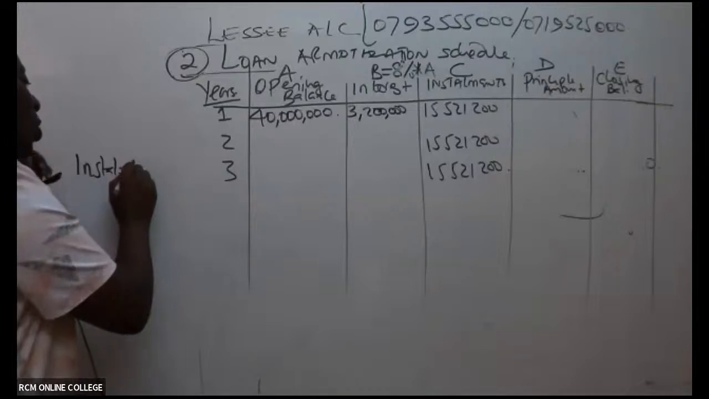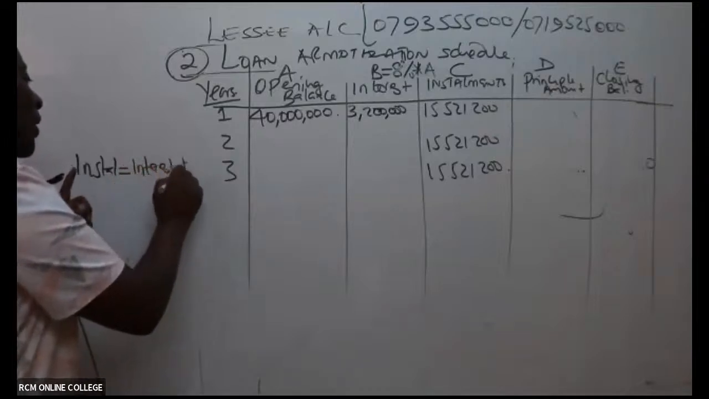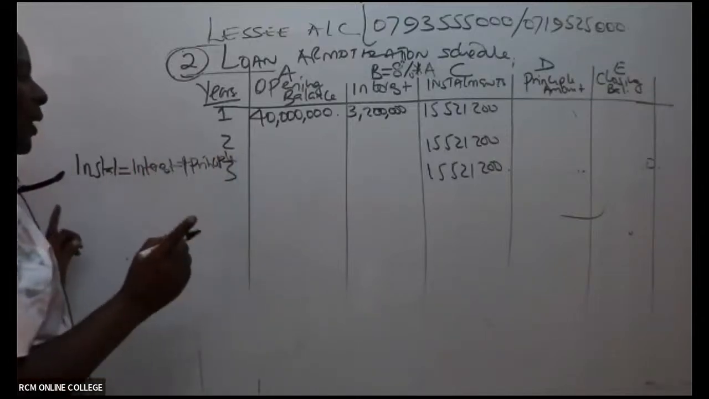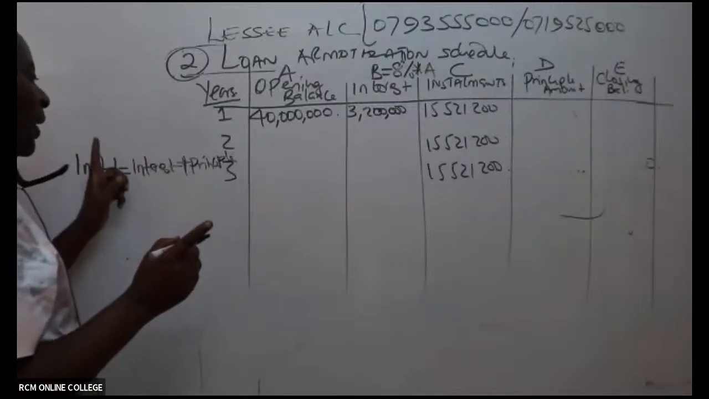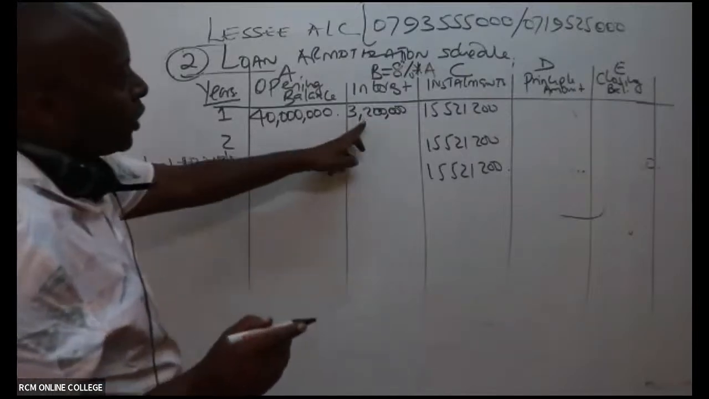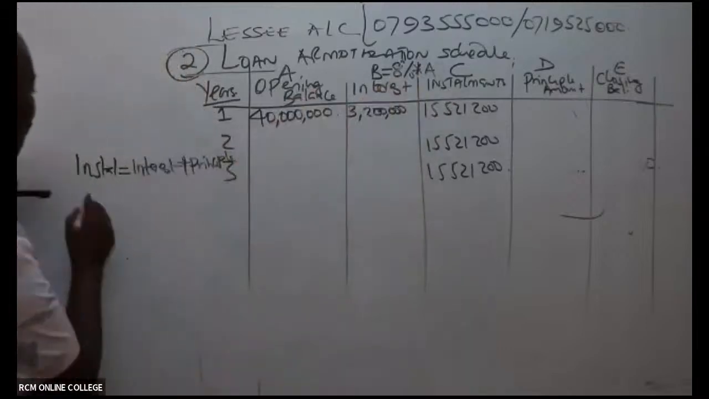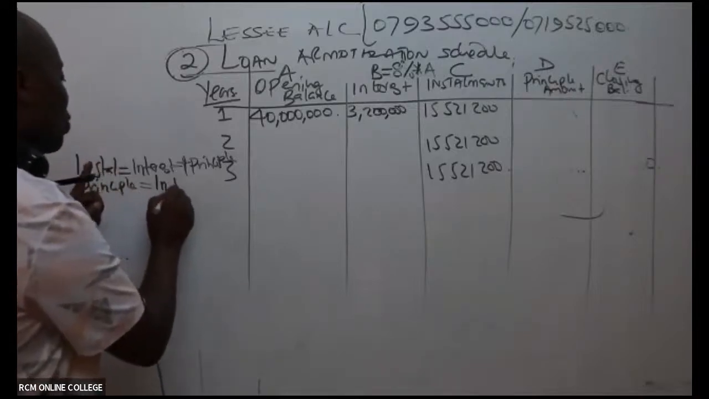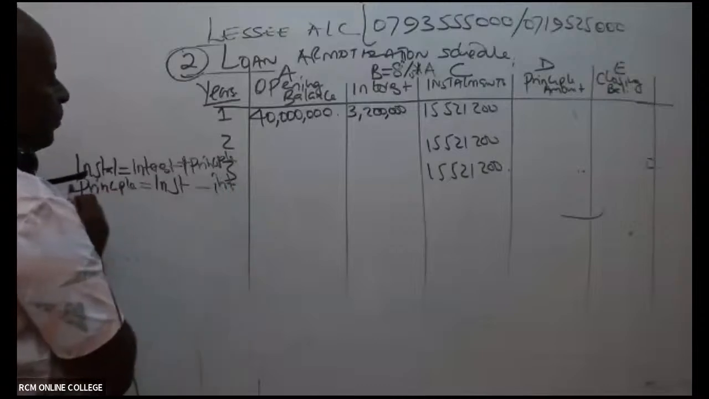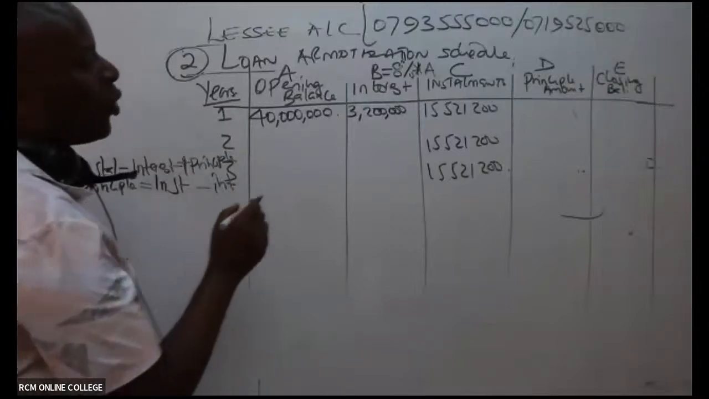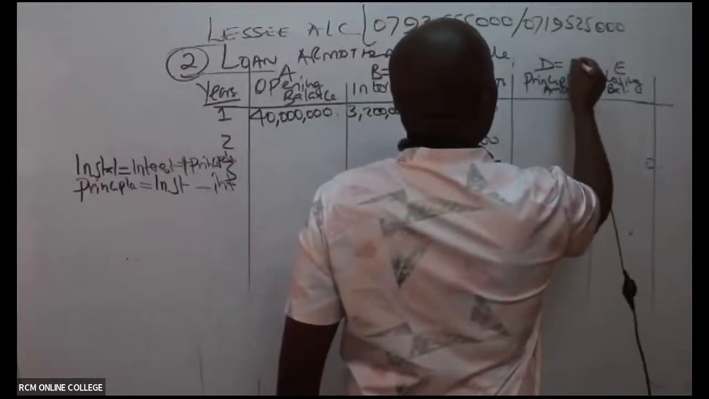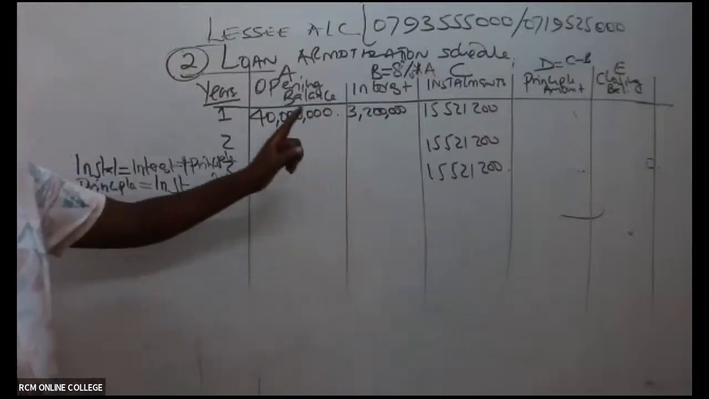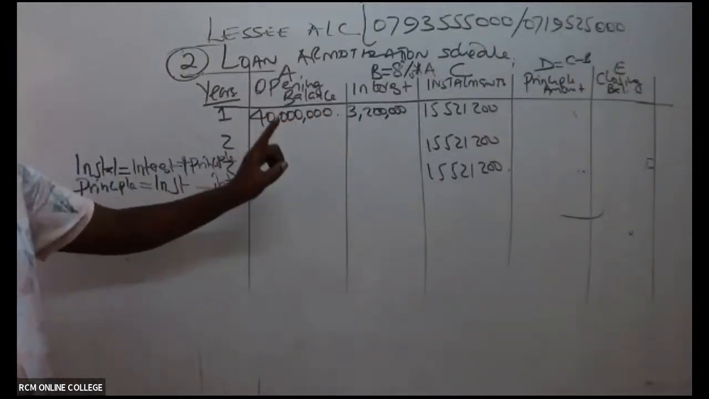Ladies and gentlemen, remember, every time you are paying an installment, an installment will always cover interest plus what? Plus principal. So I have interest and I have the installment, then how do I get the principal? If you make the principal the subject of the formula, it will be the installment you have paid minus interest. So in short, to get D, I'm taking C minus B.